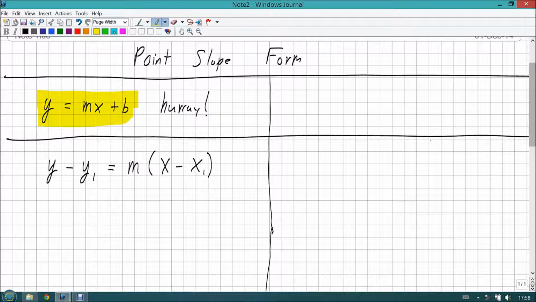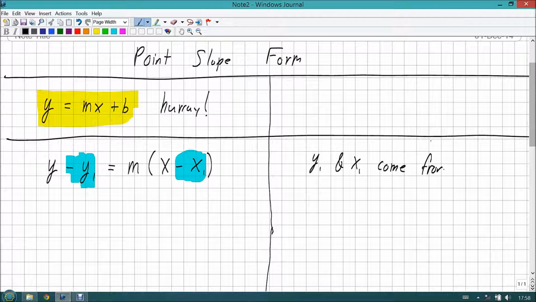The thing about this is we need to figure out what this y1 and this x1 are coming from. These come from a point that you are given, and it can be any point in the universe. So y1 and x1 come from a given point. So no longer are we confined to the y-axis. Now we can start wherever we want.